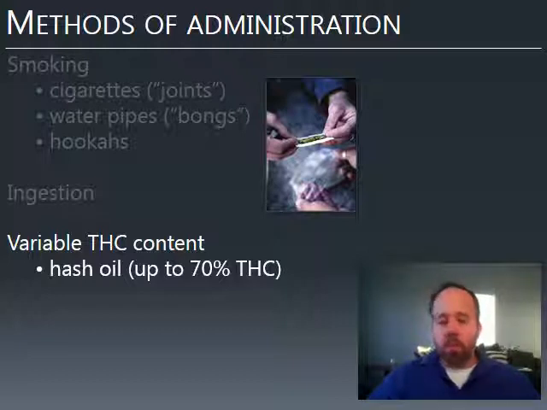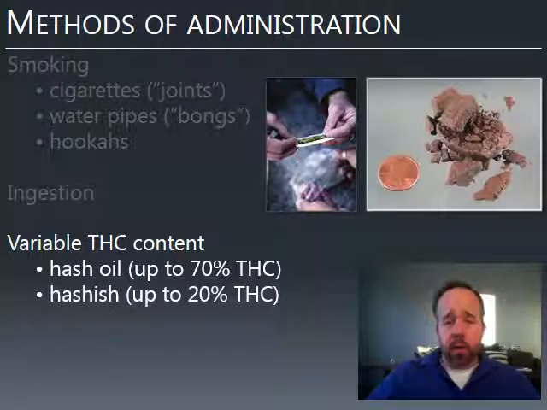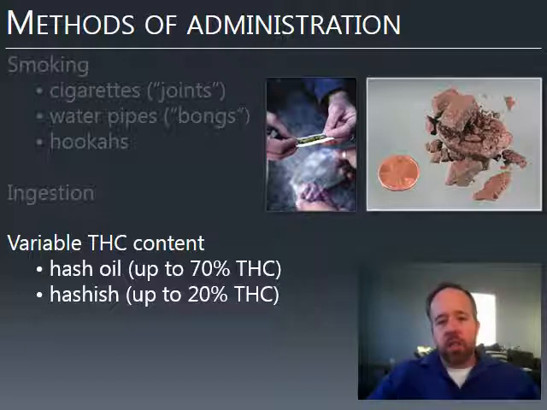The most potent form is what's known as hash oil, which is a really pure form. It's an extract of marijuana, and this can be up to 70% in terms of volume THC. So the psychoactive component of marijuana is really purified in hash oil. There's also hashish, which has been around for hundreds of years, and that has a high content as well. It's up to 20%. And this is sort of a hard or semi-hard gelatinous or resinous compound. And so this, again, is a more purified form of the plant.